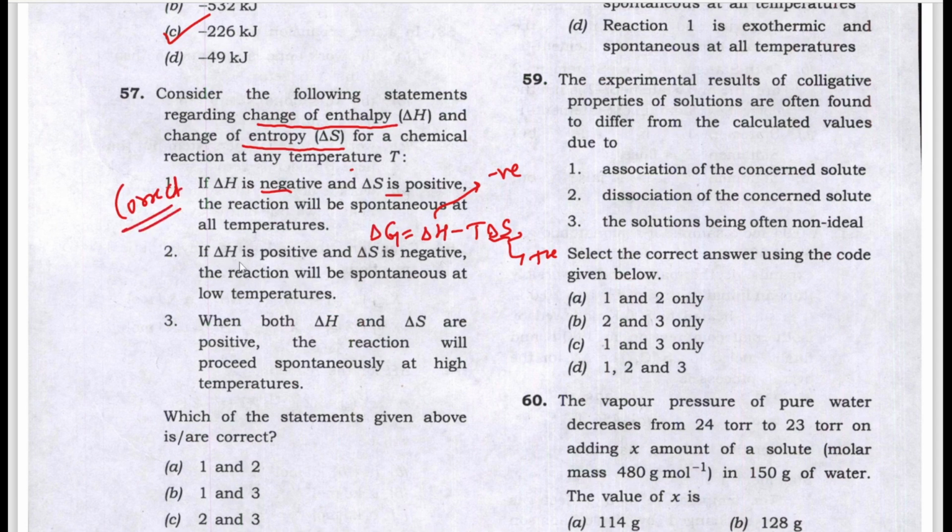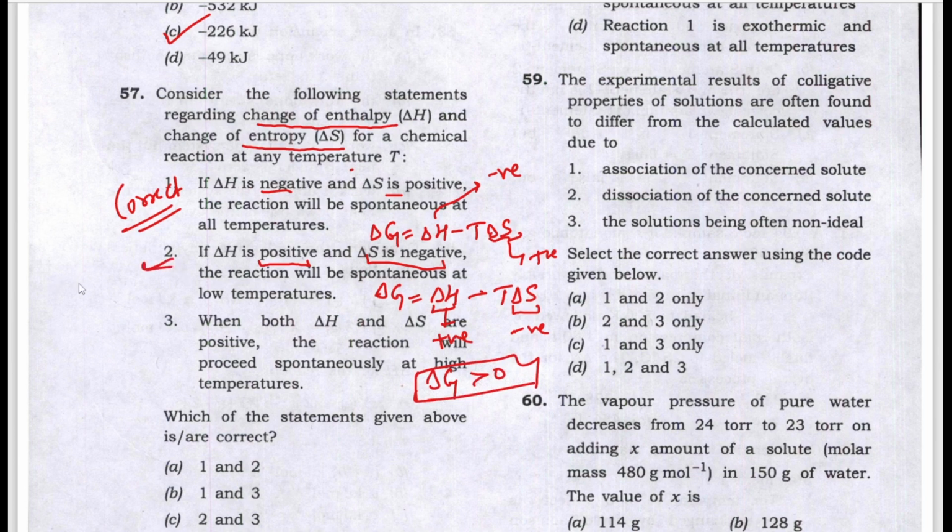Okay. In the second case, they are saying that if delta H is positive and delta S is negative, the reaction will be spontaneous at low temperature. So delta G is equal to delta H minus T into delta S. If delta H is positive and delta S is negative, negative negative will be plus. So ultimately the change in Gibbs energy will be greater than 0. So the reaction will be non-spontaneous. So this statement is incorrect.